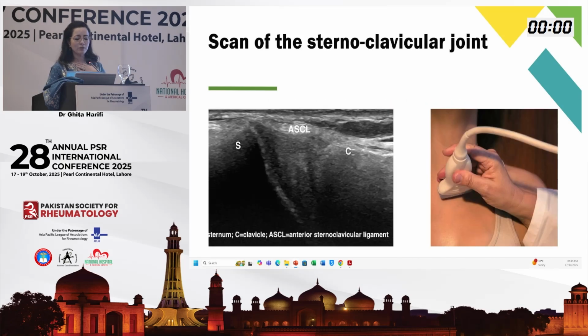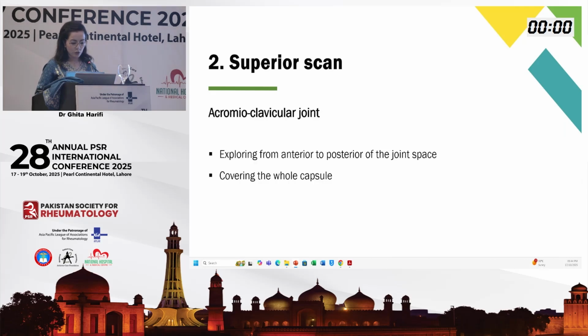And then the last scan would be the scan of the sternoclavicular joints and the anterior aspect. It's a joint to not neglect, especially in inflammatory arthritis. Psoriatic arthritis patients tend to have a lot of inflammation in here. I saw recently a patient with spondylarthritis with a massive synovitis in the sternoclavicular joint as the unique presentation initially, and then we discovered the sacroiliitis and so on. So a joint to scan. So that was for the anterior aspect.